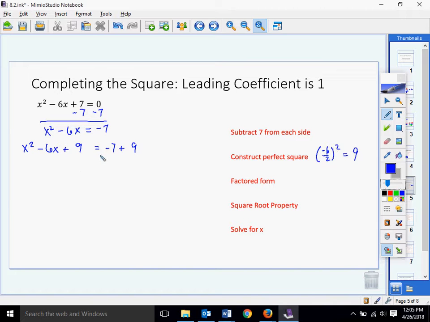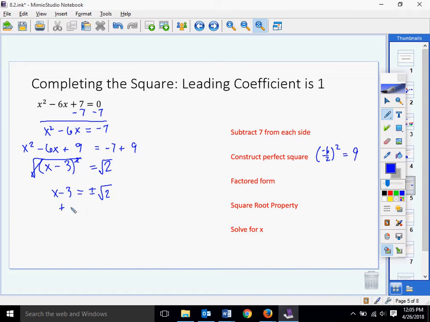Okay, now I'm in a perfect square trinomial on the left, so I want to factor this. The magic number is negative 3. Negative 3 times itself would give you 9, and added together would be negative 6. So (x minus 3) squared, negative 7 plus 9 is 2. Now, I want to get rid of the square, so I need to square root both sides. That way it cancels and leaves me with x minus 3. The square root property says that my answer would be plus or minus the square root of 2.